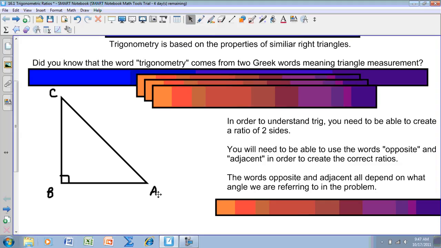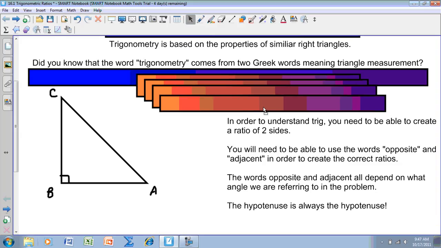If I look at angle A, this is angle A right here. What side is opposite? Well, it would be BC here, or CB. That would be the side that's opposite that angle. What would be the adjacent side to angle A? Well, it would be AB. That is adjacent or next to the angle. Why didn't I choose AC for the adjacent side? It's next to it, isn't it? Well, because that's the hypotenuse of the right triangle, and the hypotenuse is always the hypotenuse.